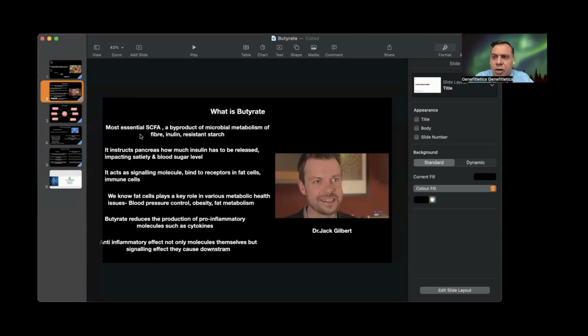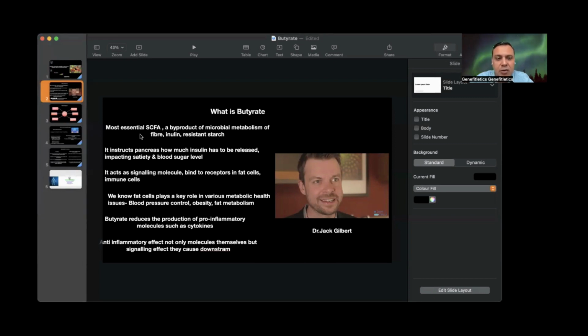And now butyrate, what is it? Butyrate is a metabolite or chemical released by a microbiome. It has an anti-inflammatory effect. It helps in regulating our satiety. It helps in regulating blood sugar levels. It acts as a signaling molecule. It can bind to receptors in fat cells and immune cells.